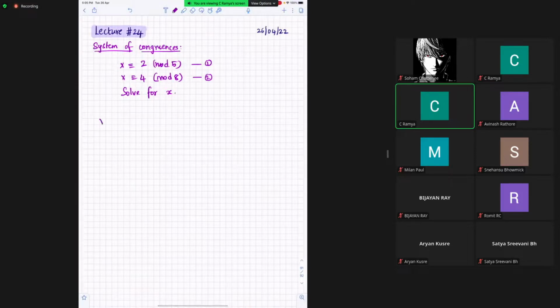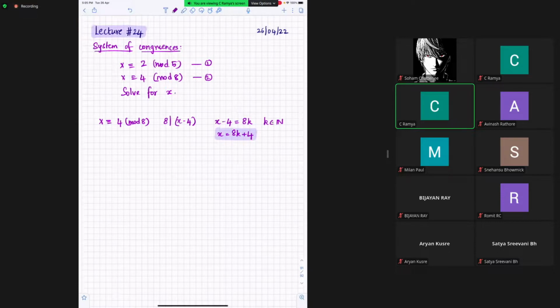So what do we have? We have that x is congruent to 4 mod 8. That's the second equation. This tells us that 8 must divide x minus 4, by the definition of congruence. So you can write x minus 4 as 8 times k for some natural number k. So x is equal to 8k plus 4. This is one equation that we get.